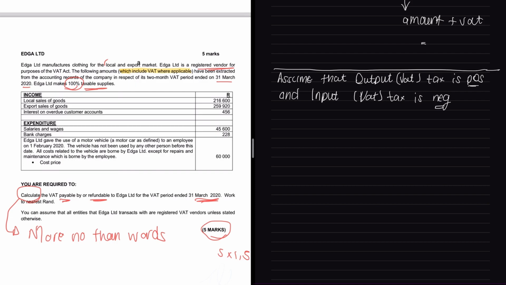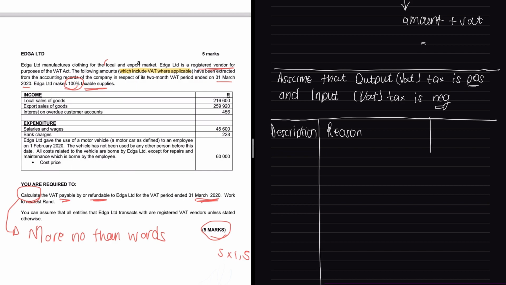Okay, so let us begin. We are told to calculate. The easiest way to show that we are calculating this is to use a table rather than using words. A table will simplify it for us and also make it easier to understand for our marker. So we've got our description, our reason, and our amount. Again, find a method that works for you.